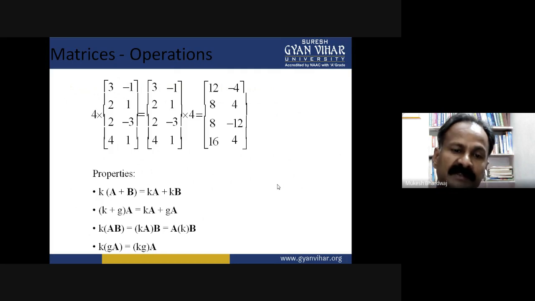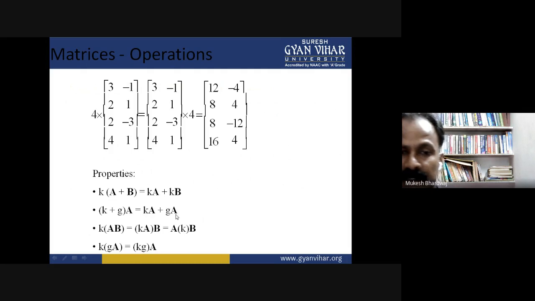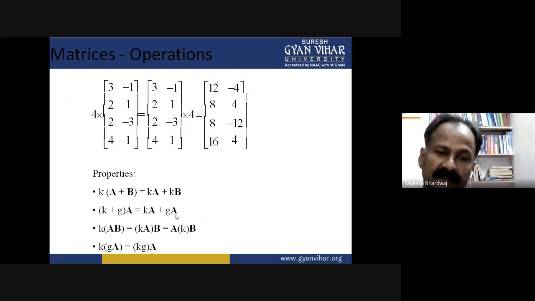K(A+B) can be written as KA plus KB. (K+G)A, where K and G are scalar quantities multiplied to the A matrix, can also be written as KA plus GA. And if a matrix multiplication is there, K(AB) can be written as (KA)B, or can be written as A(KB). Or the fourth property, K(GA) can be written as (KG)A.